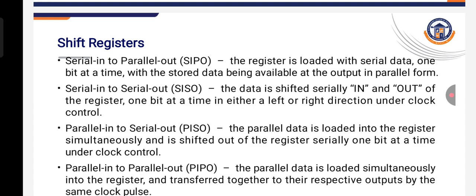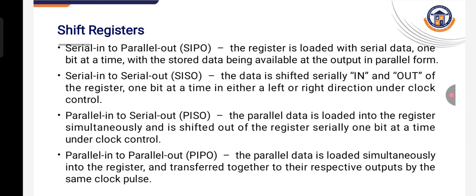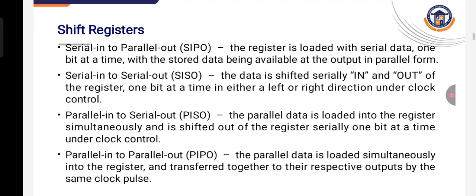The serial in, serial out shift register is loaded with serial data, one bit at a time, with the stored data being available at the output in serial form. Serial in, serial out is SISO. The data is shifted serially in and out of the register one bit at a time in either left shift or right shift under clock control.